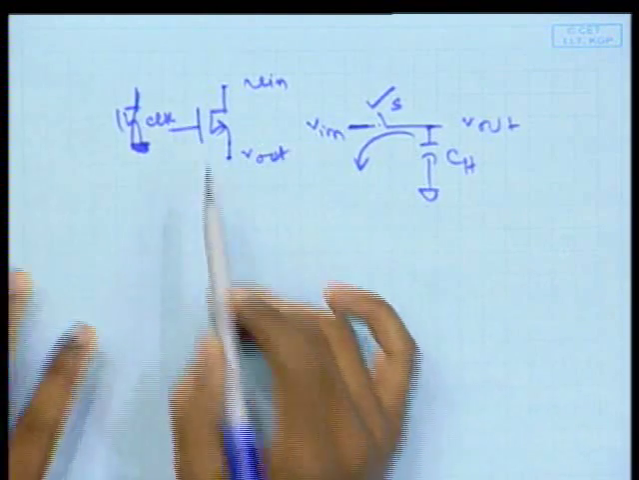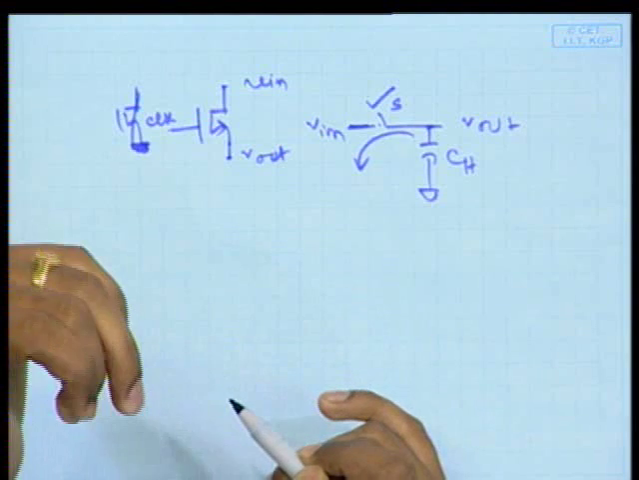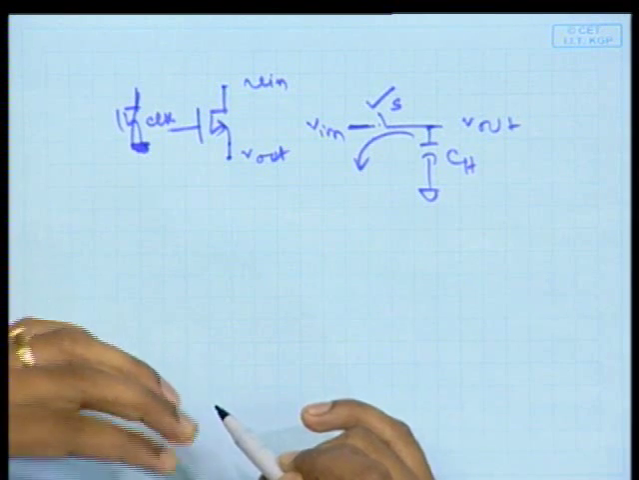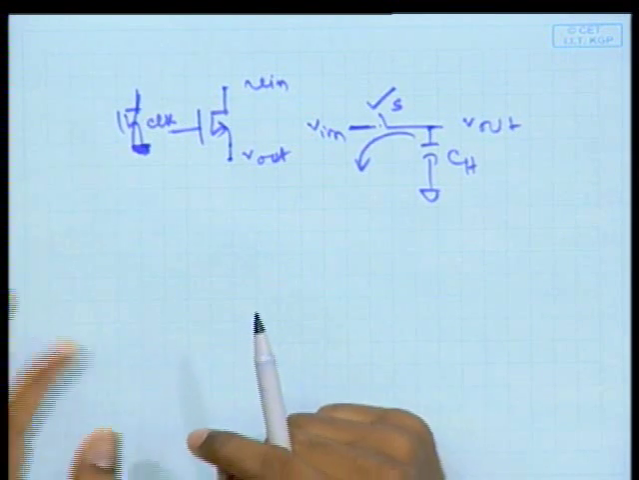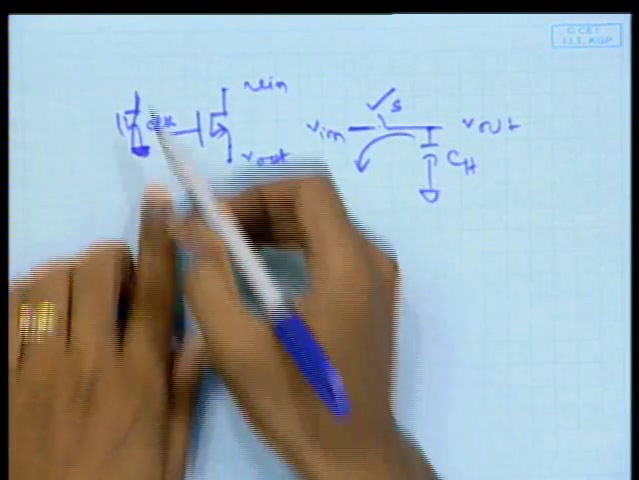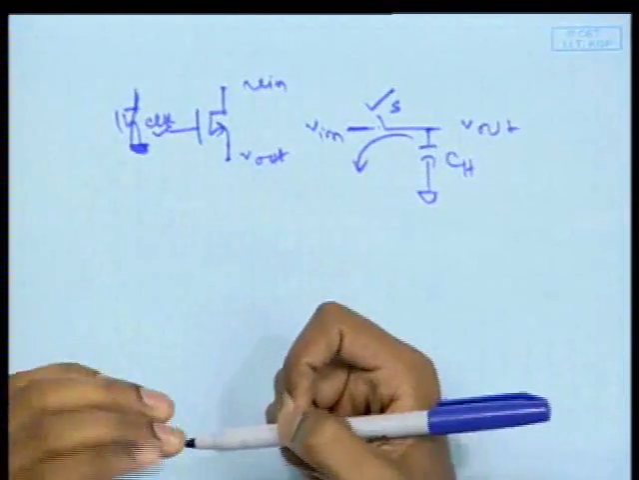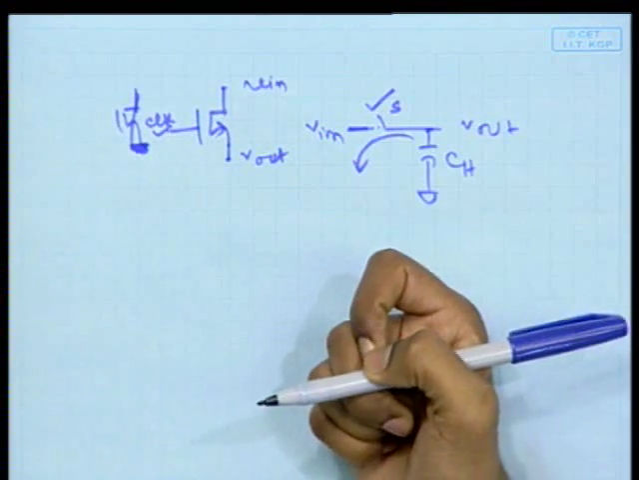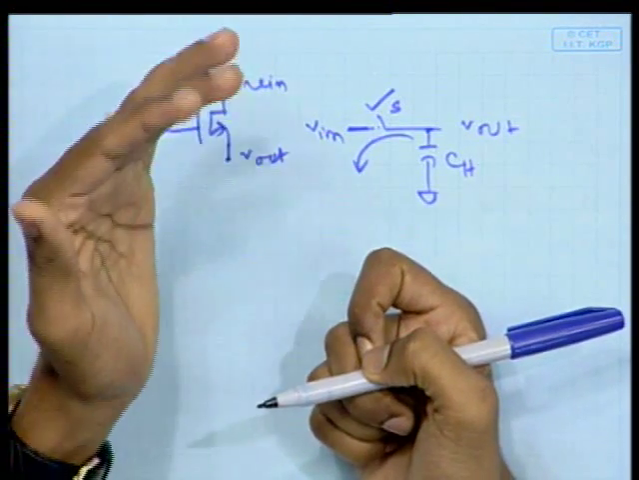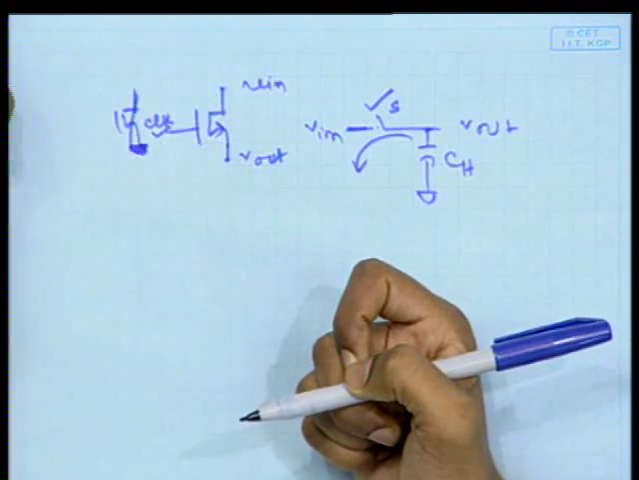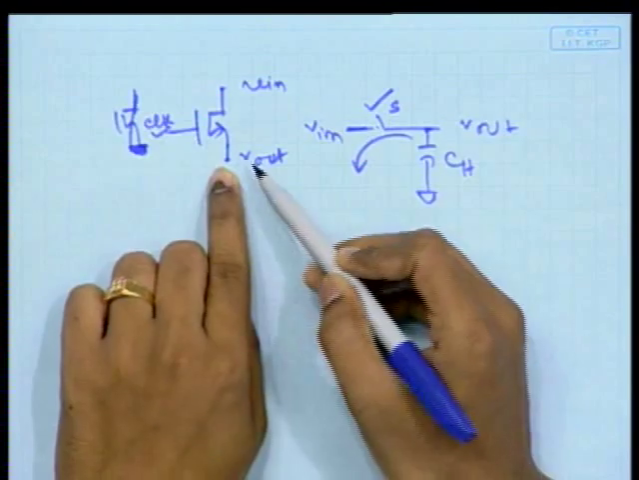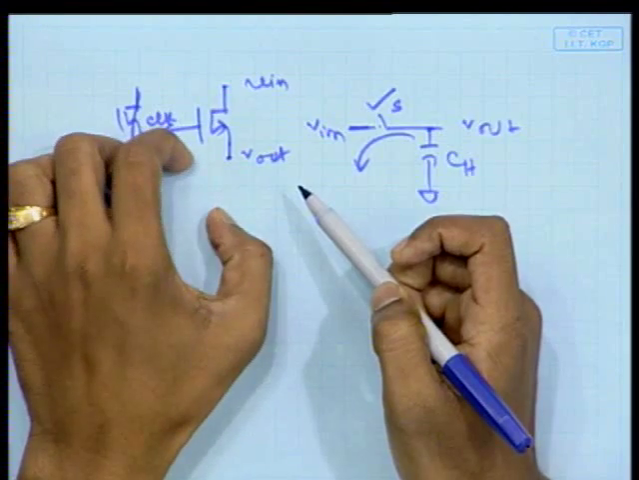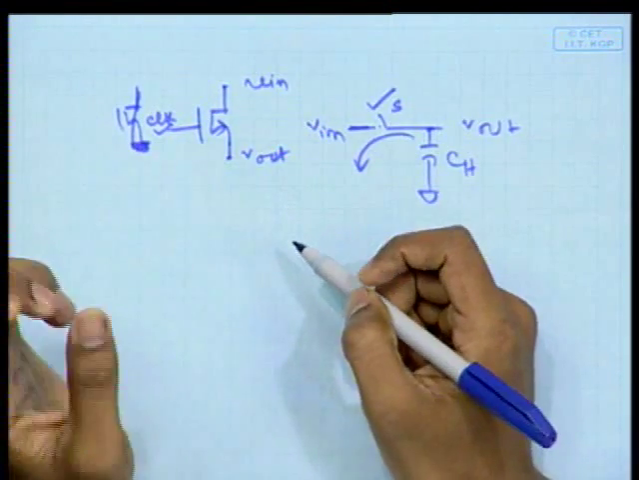So for a simple NMOS switch or PMOS switch, normally if you operate with a VDD supply, I put the clock as the switch controller. So when you turn on an NMOS you apply VDD, and to turn it off you apply 0. But if you apply VDD, the main limitation is the voltage swing. You cannot get the full VDD, you will lose a threshold voltage here. That is one limitation.